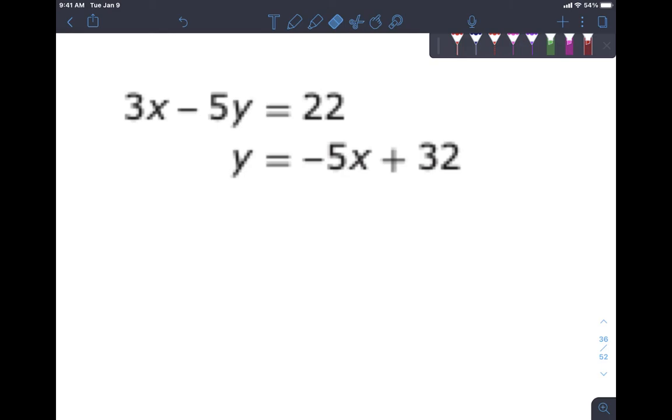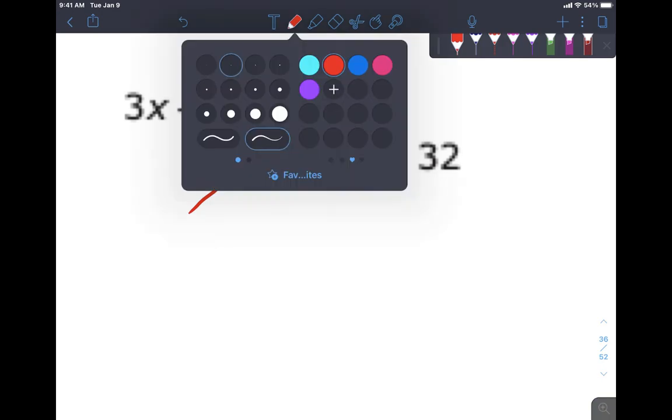Now, I see here that this is a -5 up here, and I see that this is a +1 down there.